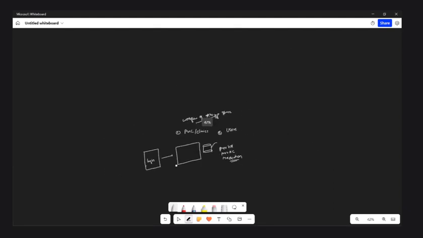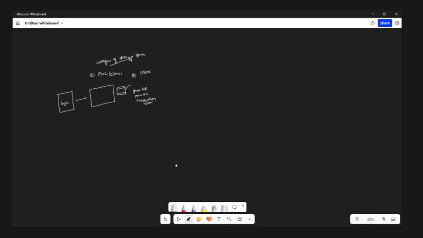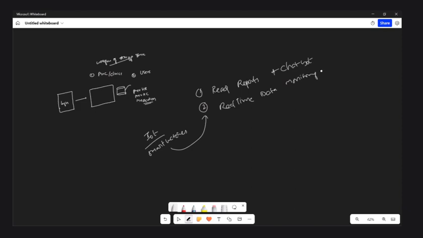After that, what will the primary healthcare centers have? Primary healthcare centers have read access to reports, plus access to our chatbot, which can summarize the reports. We are trying to connect IoT devices such as smartwatches to this website so that they can get real-time data. In the dashboard, they will get real-time data monitoring plus visualization.